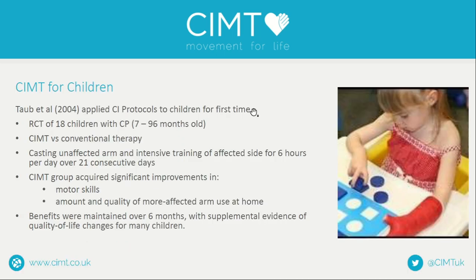So when the CMT was first applied for children in 2004, a randomized control trial was given to 18 children with cerebral palsy, aged 7 months to 96 months. The CMT was given versus conventional treatment. Casting of the unaffected arm, including the thumb and fingers, was applied, and intense training was given to the affected side for 6 hours per day for 21 consecutive days. They showed significant improvement in motor skills and in the quality of the more affected arm used at home. Even those benefits were maintained for 6 months.